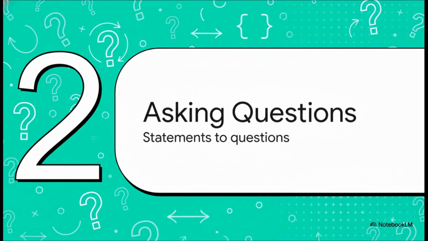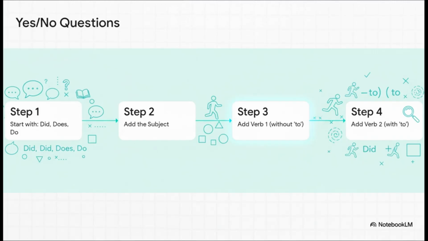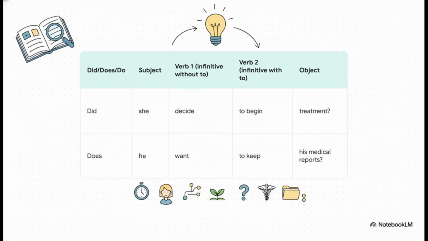Now what's next? Well, a huge part of communicating is asking questions. So let's figure out how to turn those sentences into questions. Okay, asking a simple yes-no question is super easy, just 4 simple steps. You start with did, does, or do. Then comes your subject. After that, you add your first verb, and here's the important part. The second verb still needs that "to" in front of it. Easy. Let's look at a real example so you can see what I mean.